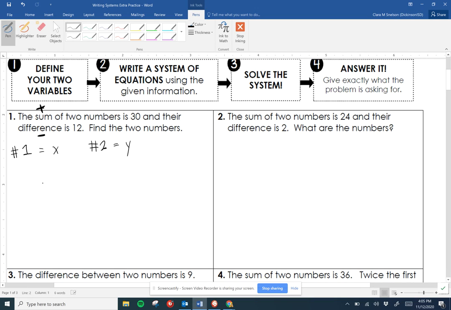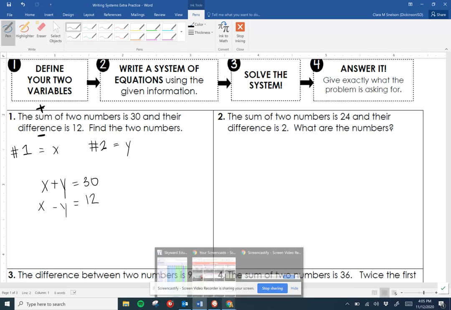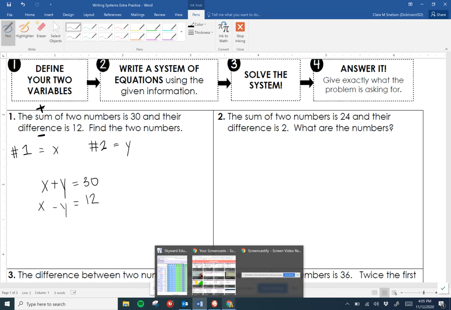Okay, X plus Y, the sum of our two numbers, they said was 30. And then their difference is going to be 12. So X minus Y equals 12. Okay, so these are going to be our systems of equations. These are going to be our different equations, and then if we were to graph those, we could find what they equal.